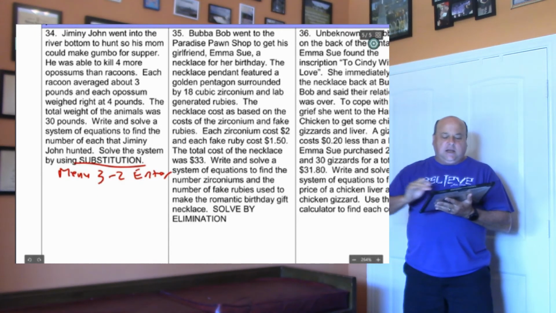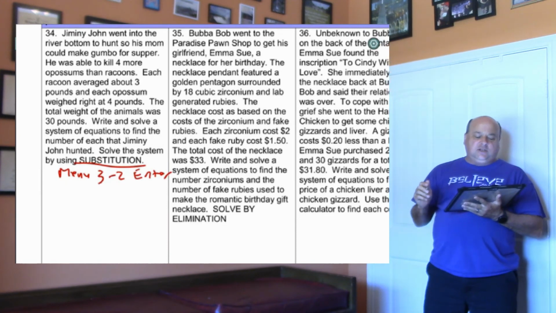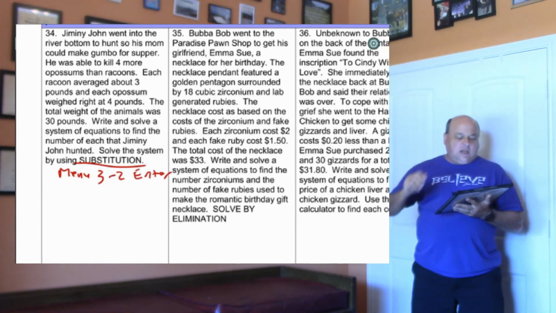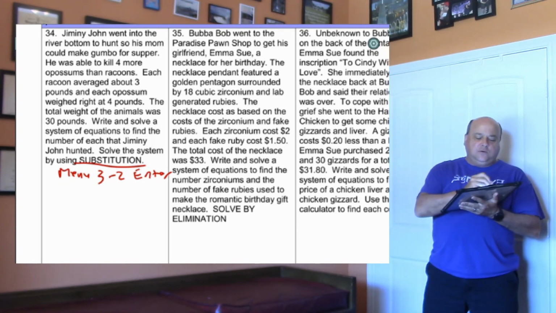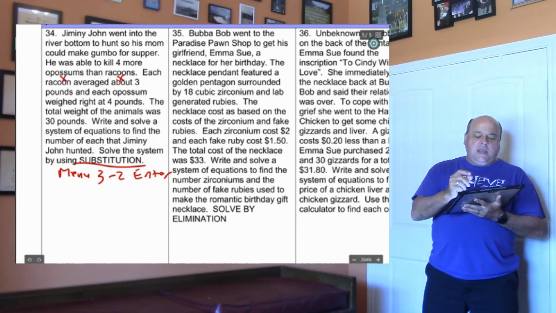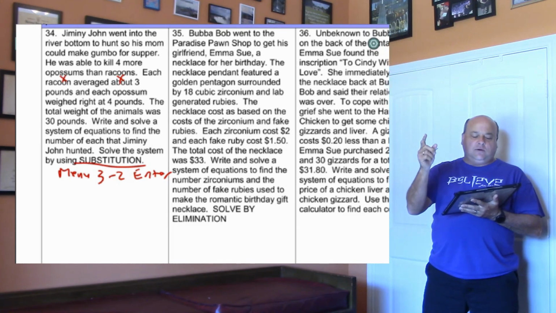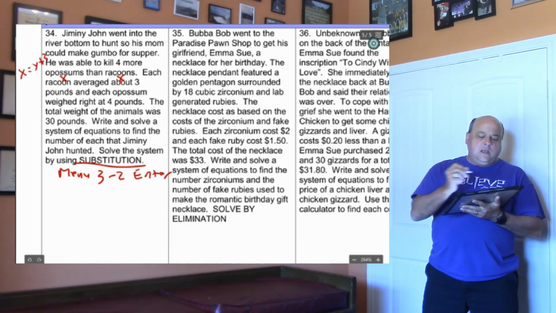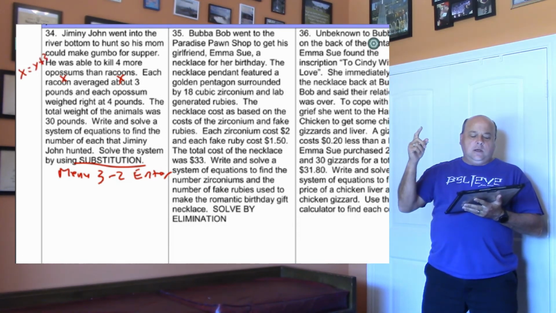Really quickly. Jimmy John went to the river bottom to hunt so his mom could make gumbo for supper. He was able to kill 4 more possums than raccoons. So we have x and y, and he killed more possums than raccoons. So x is going to equal y plus 3, right? So x is the raccoons.